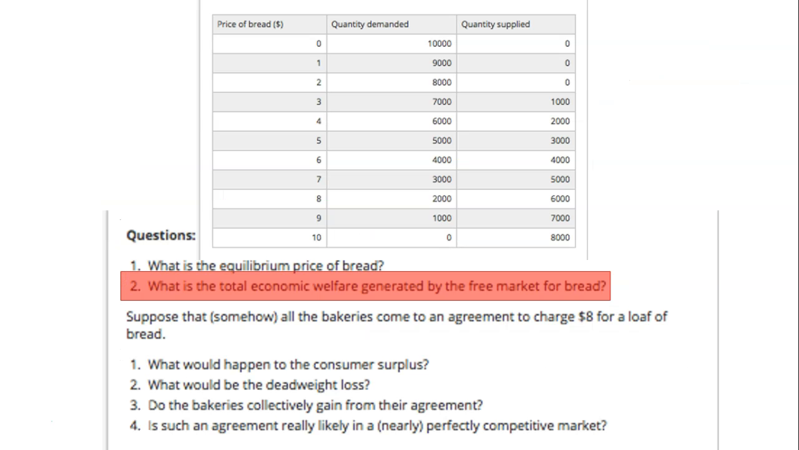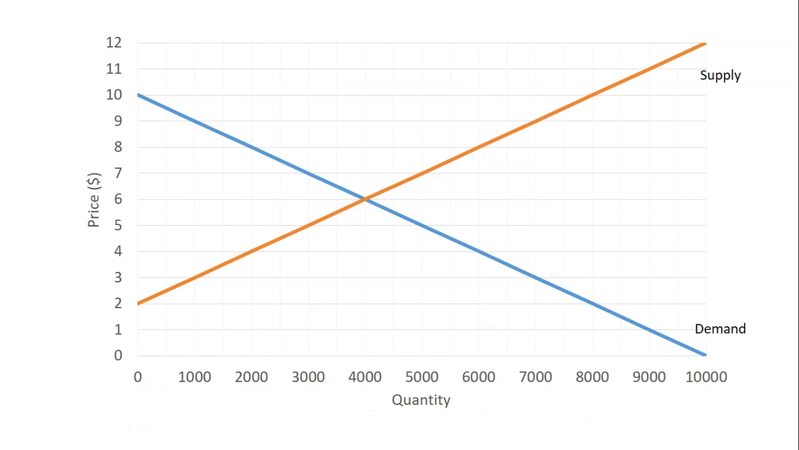Our next question is, what's the total economic welfare generated by the free market for bread? Well, the economic welfare area is going to be composed of the consumer and producer surpluses. And so that's going to be the area under the demand curve, the highest prices consumers are willing to pay, up to the quantity sold, which is at equilibrium, and above the supply curve, which is the lowest prices that producers would be willing to accept. That area there is our total economic welfare area in equilibrium.